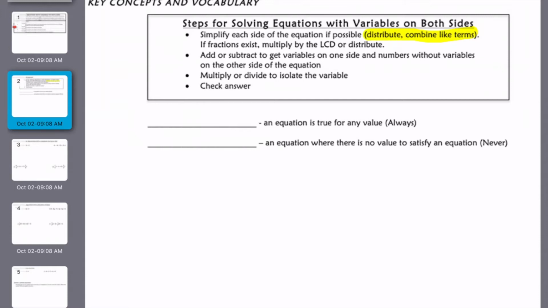You then add or subtract to get variables on one side and numbers without variables on the other side of the equation. Multiply or divide to isolate the variable and then check your answer.